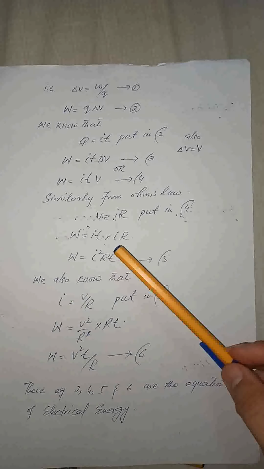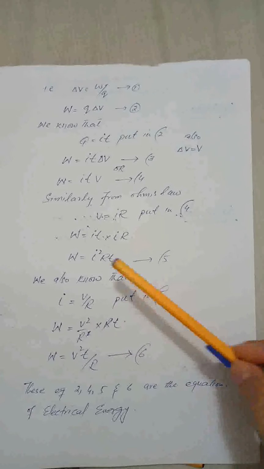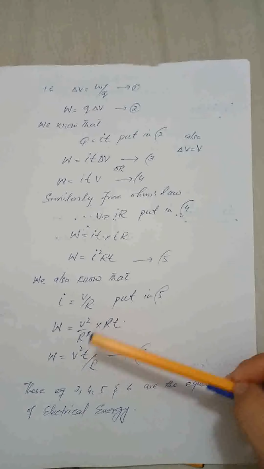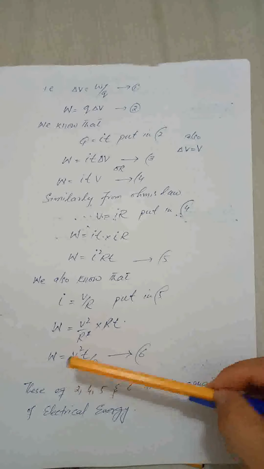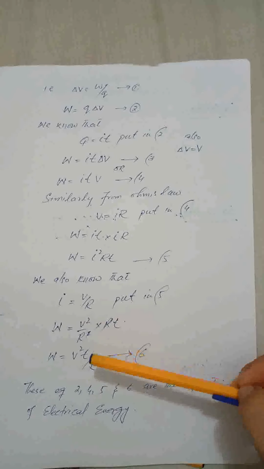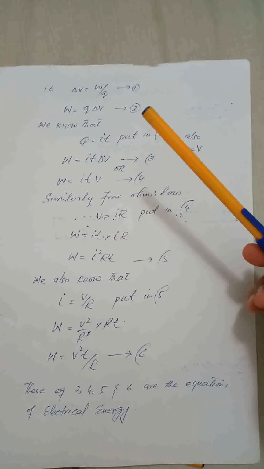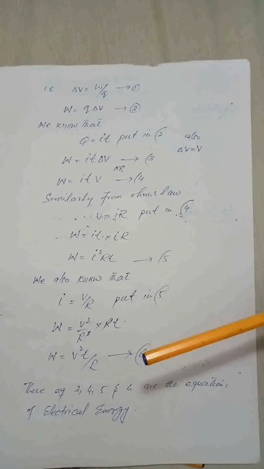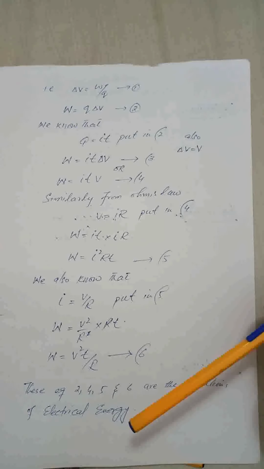We can change this equation into another form. For this we know that I is equal to V by R. Put in equation number 5, work done will be equal to V square by R square into RT. R will be cancelled with the square, so work done will be equal to V square into T divided by R. So equation 2, equation 4, equation 5 and equation 6 are the equations of electrical energy.